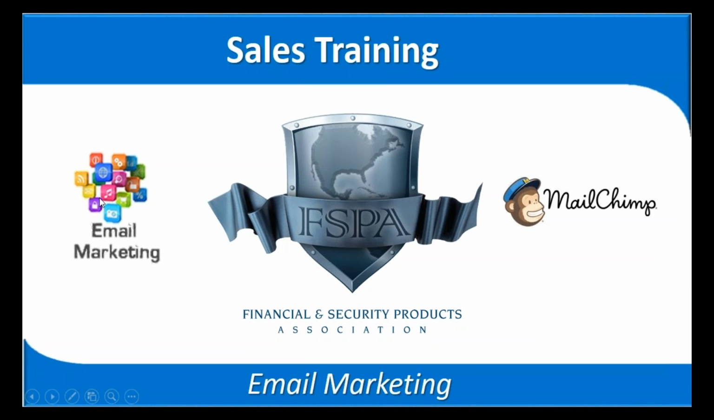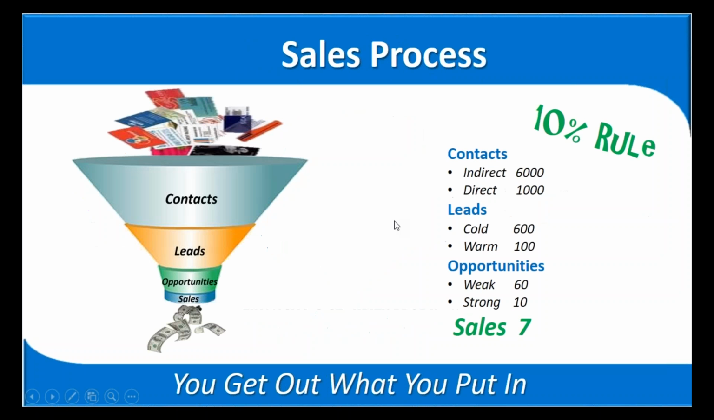What we're going to talk about is email marketing in general. MailChimp is one of the tools you can use for email marketing. There are others like Constant Contact that people use, but it's all the same idea.